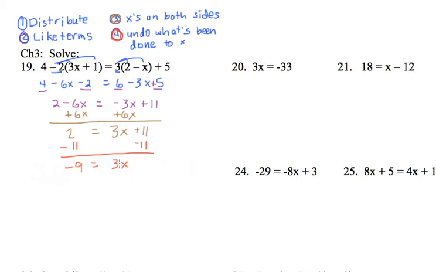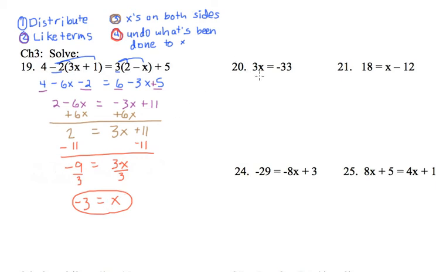And then right here, this x has been multiplied by 3. So to undo multiplying by 3, I divide by 3. And I do that little line to show that I have divided. Negative divided by a positive is a negative 3 equals x. Negative 3 equals x, or x equals negative 3.